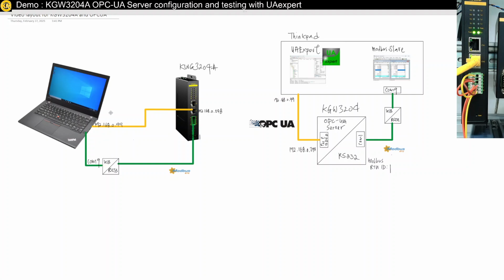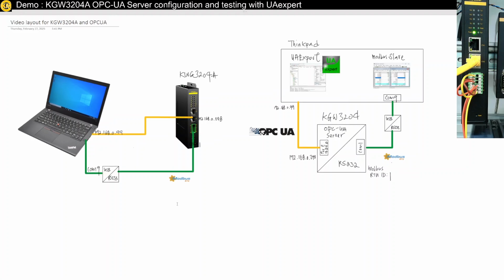So now the layout. I have a laptop over here, then I have a KGW3204A over here. You can see my video also. I have a yellow cable connecting to the internet. Then I have an RS232 connection, and it's connecting back to my COM9 serial communication port. This is the hardware.